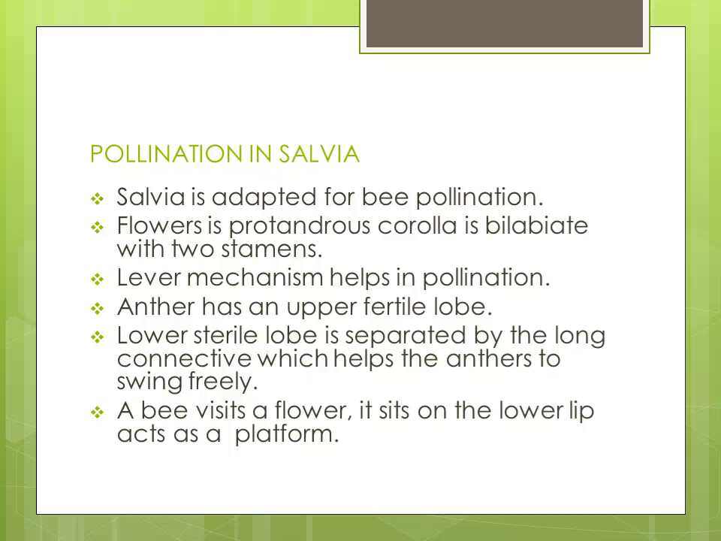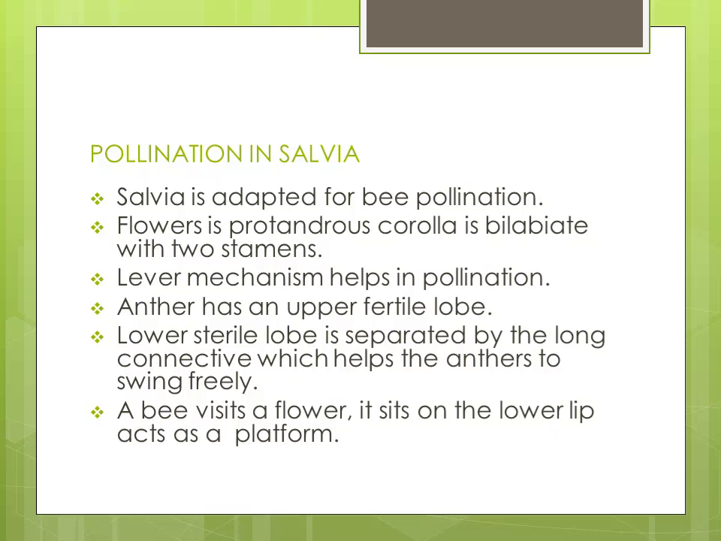So salvia is adapted for bee pollination, particularly. Honey bees only pollinate the salvia. The flower is protandrous. Protandrous, as we know, means the anther matures earlier than the stigma. After the pollen is released, only then does the stigma start to mature. So it's a good example of protandry.